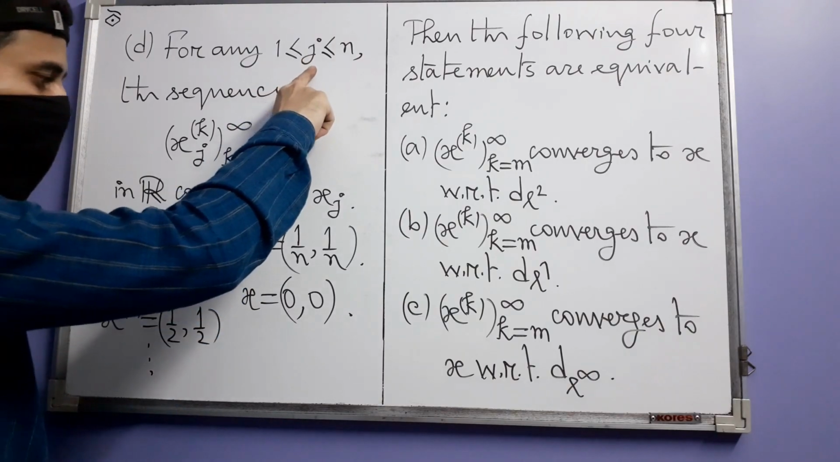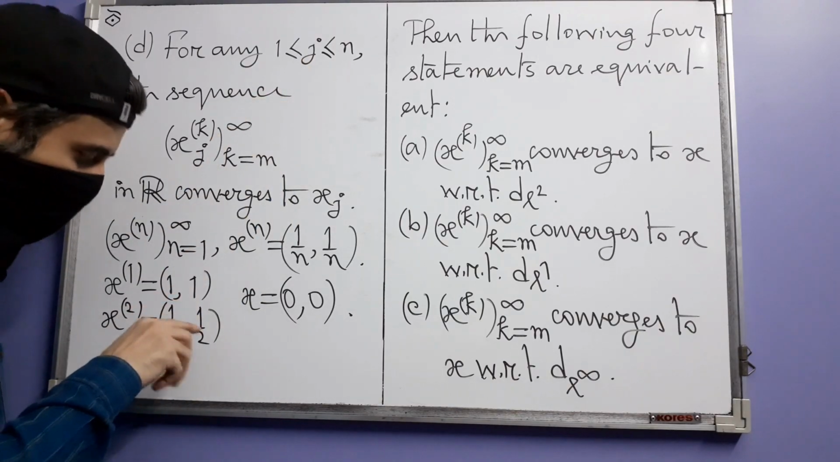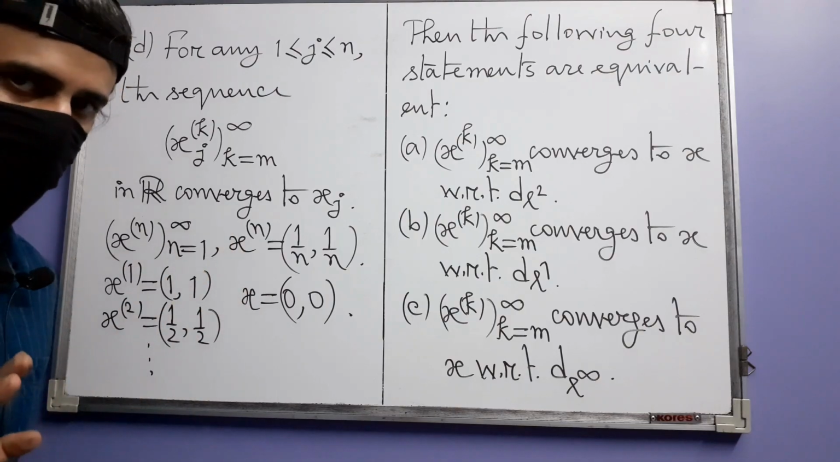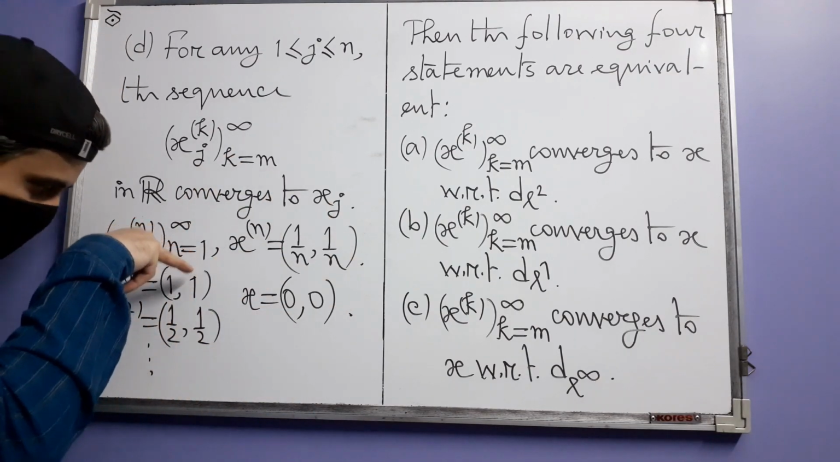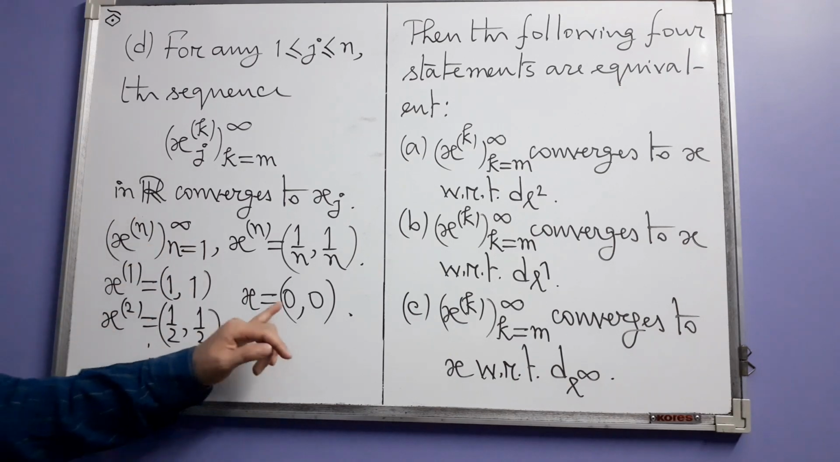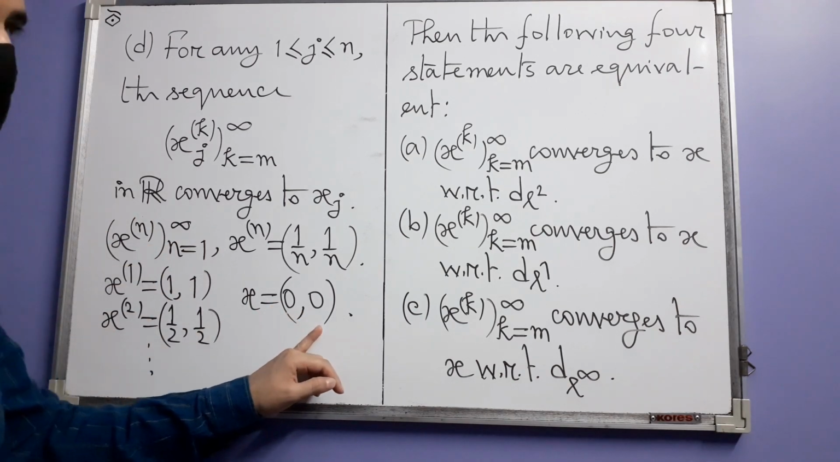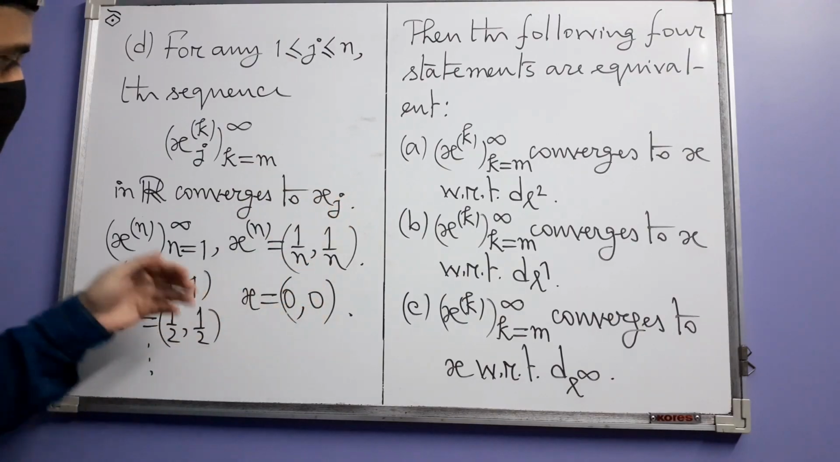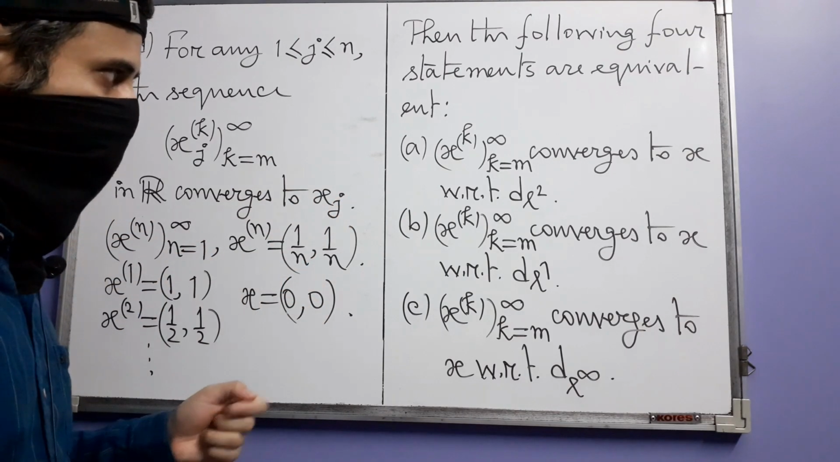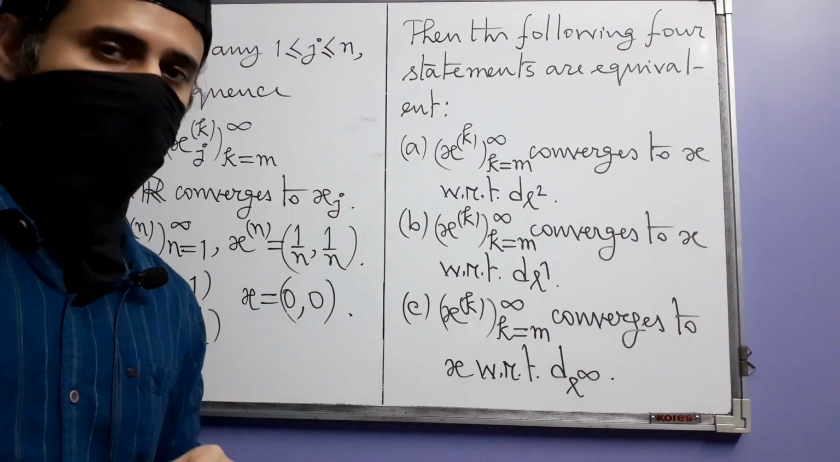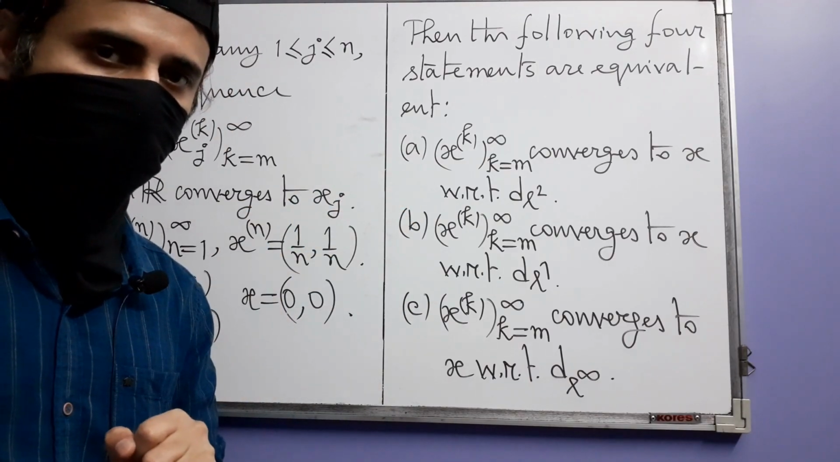If you fix j equal to 2, you get, in this case, exactly the same sequence. In general, it won't be, of course. So because both these sequences of real numbers converge to 0 and 0, that is why by this result, this sequence in R2 will converge to 0, 0 with respect to all the 3 metrics simultaneously.